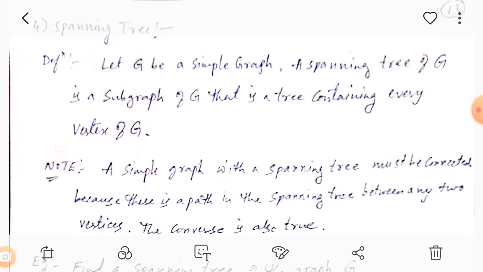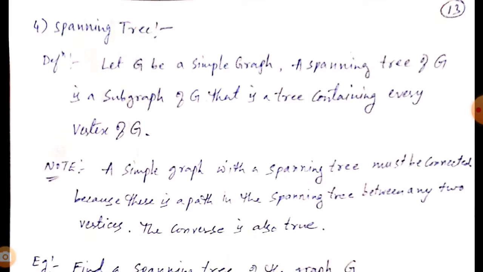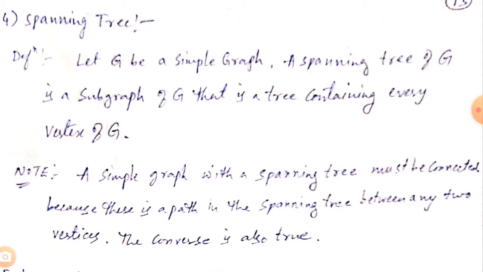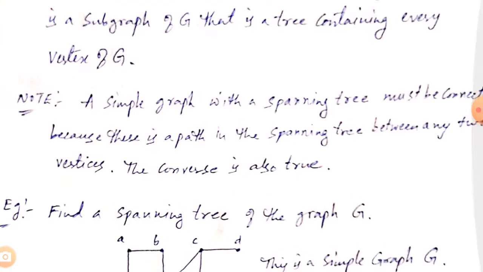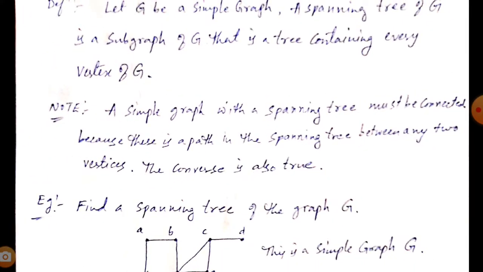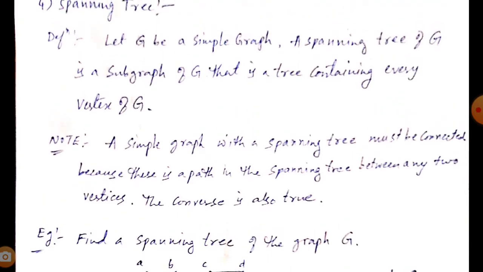First, the definition of a spanning tree. Let G be a simple graph. A spanning tree of G is a subgraph of G that is a tree containing every vertex of G. So you can observe that a spanning tree of a graph G will contain every vertex of the graph G, and of course it should be a subgraph. A simple graph with a spanning tree must be connected, because there is a path in the spanning tree between any two vertices, and the converse is also true.